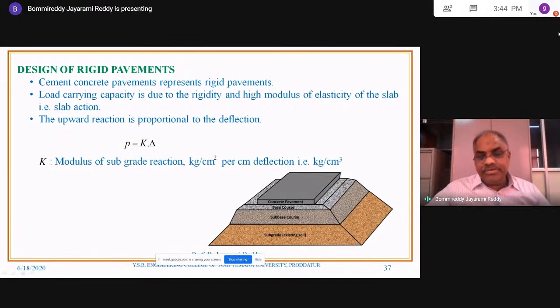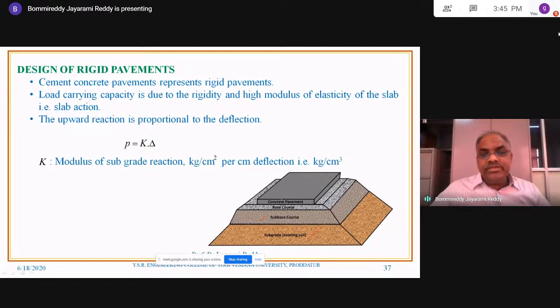Design of rigid pavements. So here cement concrete pavements represent the rigid pavements, and you know the cross section of this. It is subgrade, the existing soil, and over that subbase course, and above it base course. After that it is the concrete pavement. So this is the overall cross sectional view of the rigid pavement.